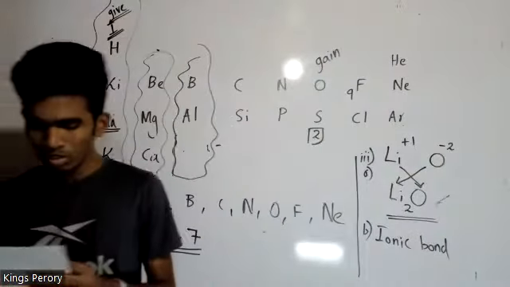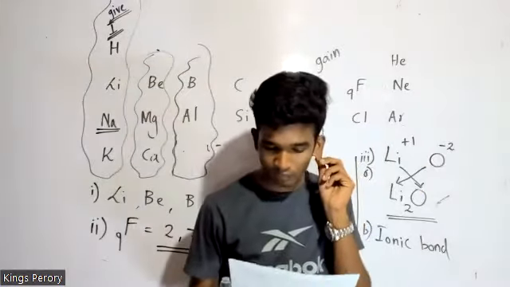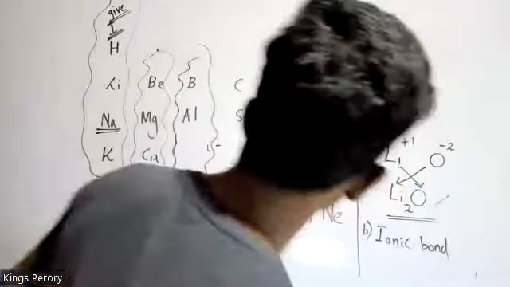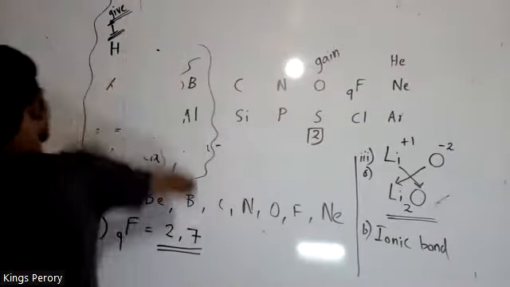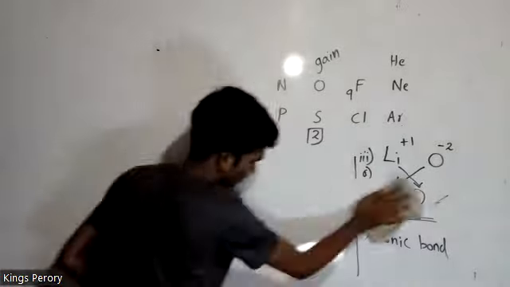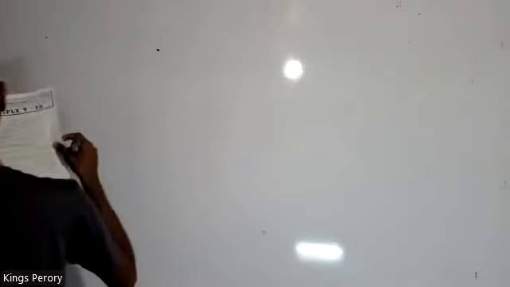Next one. In the given box, draw the Lewis structure of the carbon dioxide molecule, which is formed with a combination of carbon and oxygen. Lewis structure of carbon dioxide. First of all, how to draw a Lewis diagram? Very easy. What is the shortcut to draw a Lewis diagram?